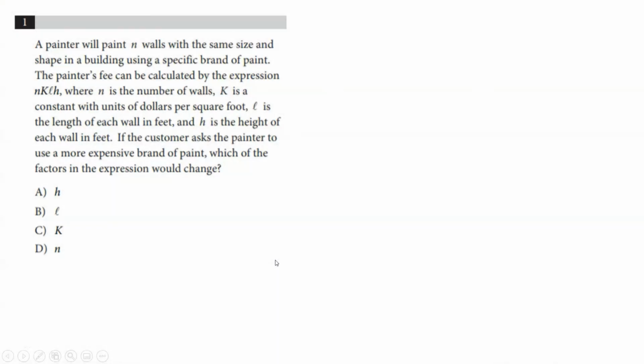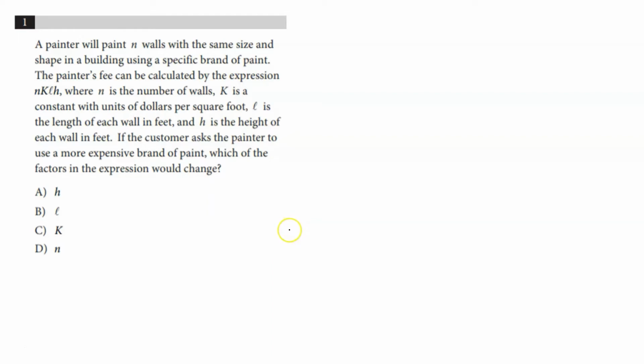Starting off with question number 1. Let me change my color here real quick. So, question 1 reads that a painter will paint n walls with the same size and shape in a building using a specific brand of paint. The painter's fee can be calculated by the expression n times k times l times h, where n is the number of walls, k is a constant with units of dollars per square foot, l is the length of each wall in feet, and h is the height of each wall in feet.